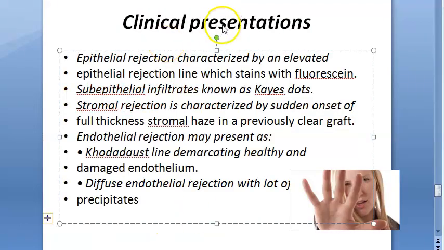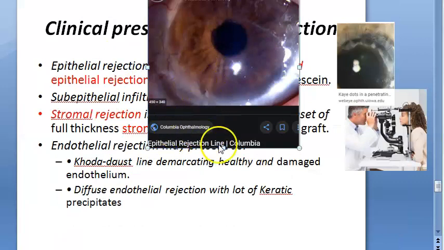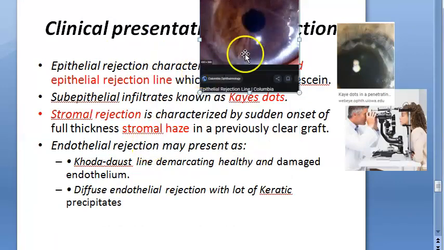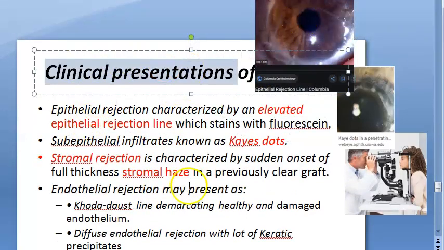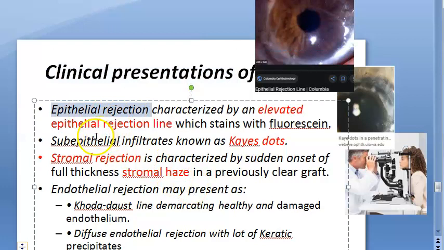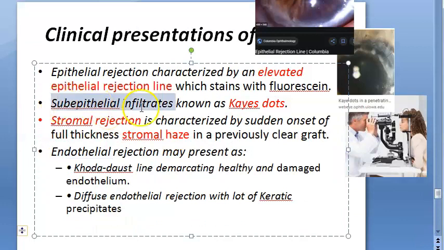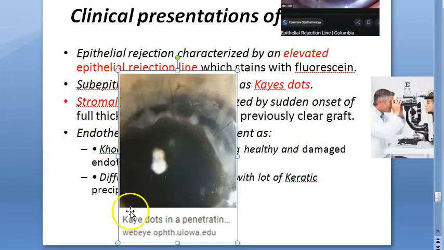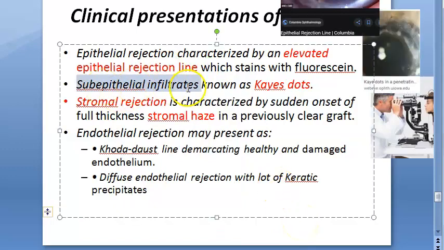Okay, let's move on. Clinical presentation of these rejections, let us look. Epithelial rejection. There is epithelial rejection line. Okay. So that is epithelial rejection. So here when they talk about rejection, they're talking about every layer. Epithelial rejection, subepithelial rejection, then stromal and then endothelial. There can be subepithelial infiltrates known as Krachmer spots. Let us look at the image for that. So that will indicate subepithelial infiltrates. Then stromal rejection, earlier it was clear, now sudden onset of full thickness stromal haze. There's a stromal haze, that is stromal rejection.